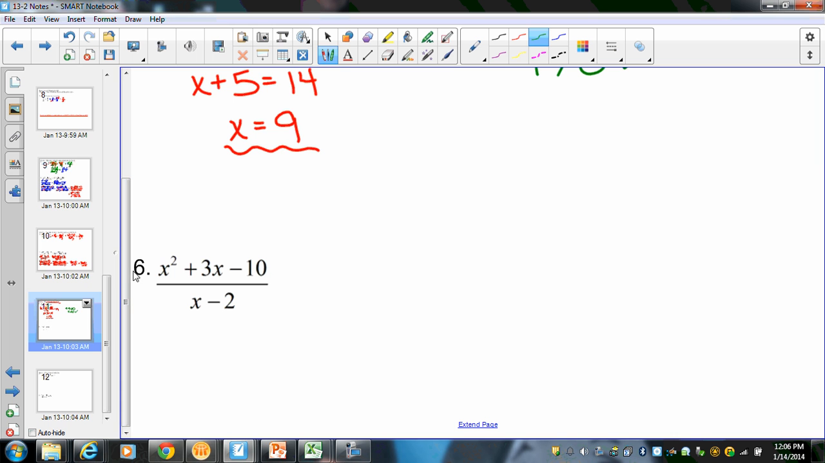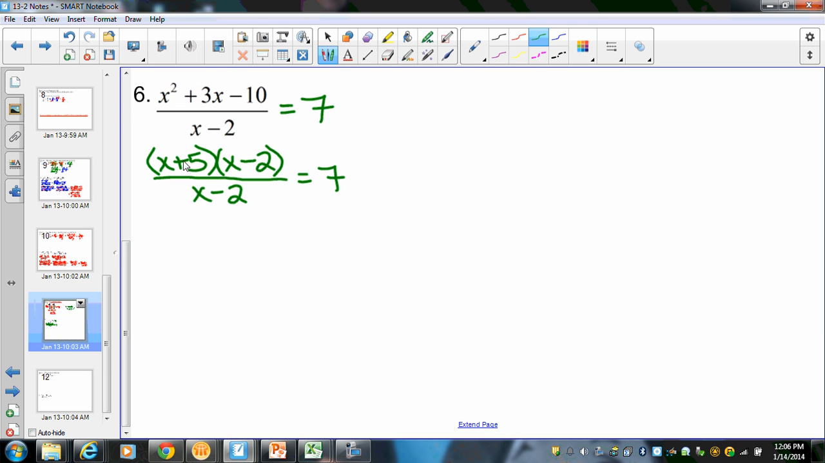So now let's try that with number 6, and I left off what it was equal to. It is equal to 7. So if we're going to solve that, the first thing I would want to do is factor the numerator. It factors into x plus 5 times x minus 2. All of that is over x minus 2, and it equals 7. So notice my common factor is x minus 2. So I have x plus 5 equals 7. x equals 2 is what I think my answer is.